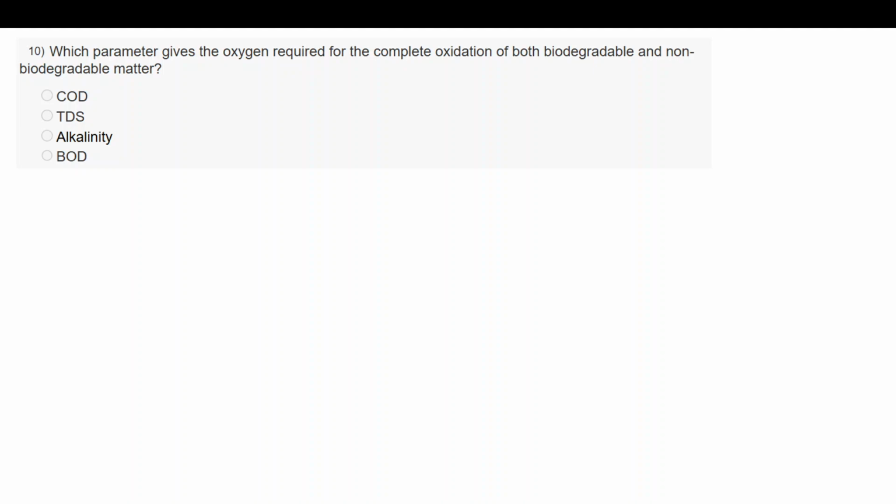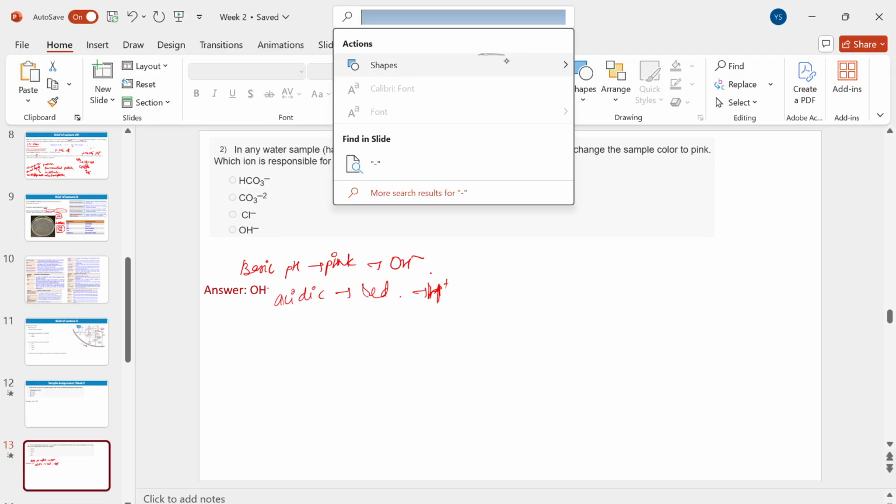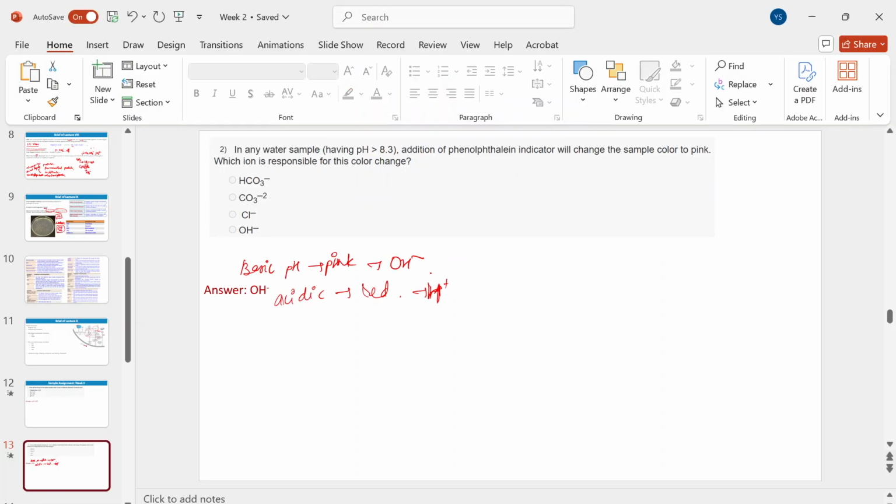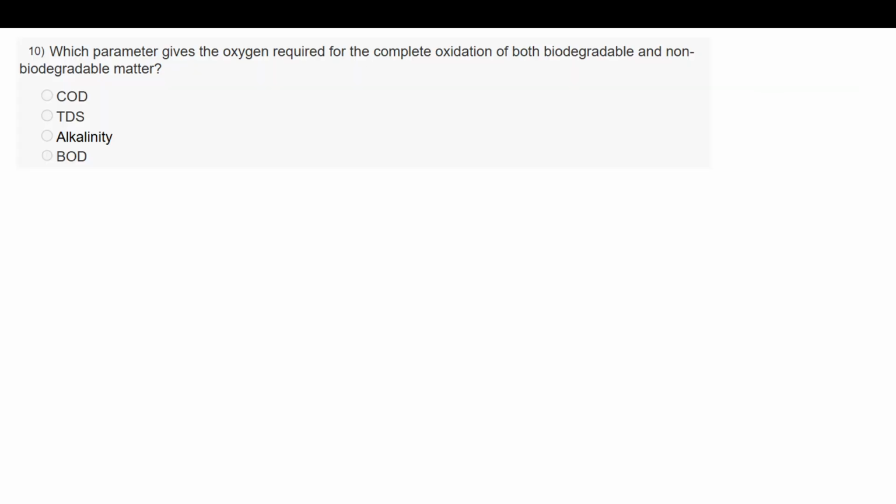Last question, which parameter gives the oxygen required for the complete oxidation of both biodegradable and non-biodegradable matter? So here the key term in the question you need to look into is both biodegradable and non-biodegradable. So the oxygen demand for this is COD. Correct answer.